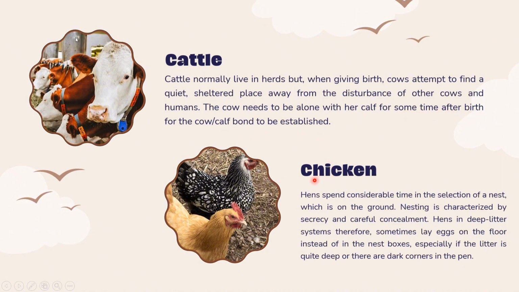Chicken. Hens spend considerable time in the selection of a nest, which is on the ground. Nesting is characterized by secrecy and careful concealment. Hens in deep litter systems, therefore, sometimes lay eggs on the floor instead of in the nest boxes, especially if the litter is quite deep or there are dark corners in the pen.